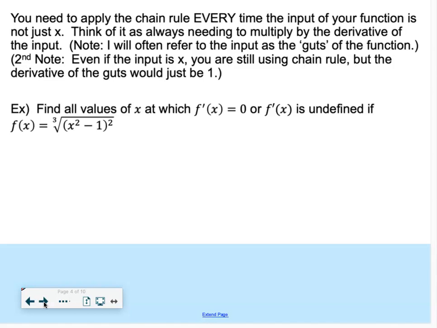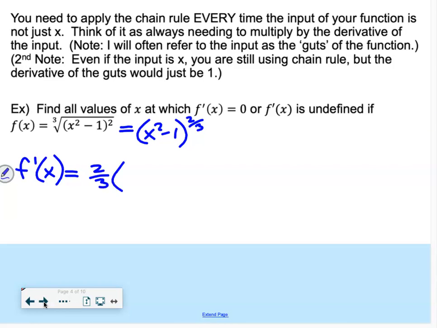All right, so I'm going to rewrite. So this function is the same as x squared minus 1 to the 2/3. So my f prime is equal to 2/3 times something to the negative 1/3. What goes in here? It's always the guts. The guts never, ever, ever, ever change. So keep your guts the same, then you multiply by the derivative of the guts. I'm going to call it d guts.